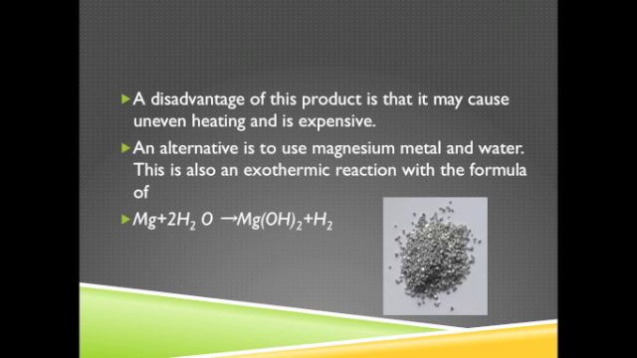A disadvantage of this product is that it may cause uneven heating and is expensive. An alternative is to use magnesium metal and water. This is also an exothermic reaction with the formula of Mg plus 2H2O yields Mg(OH)2 plus H2.